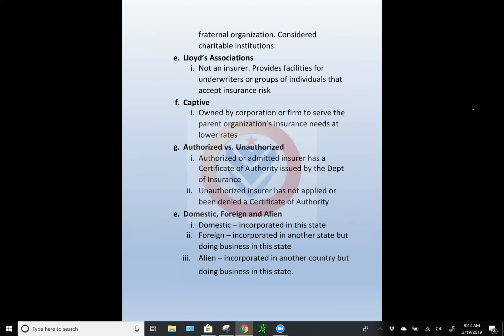Next, insurance companies themselves are classified by their location of incorporation. And this is pretty easy. If they are incorporated in the state that they are doing business in, then they are a domestic insurer. If they are incorporated in another state, but doing business in this state, then they are a foreign insurer. If they are incorporated in another country, but doing business in the United States in a certain state, they are an alien insurer. So domestic is in state, foreign is out of state, alien is another country.